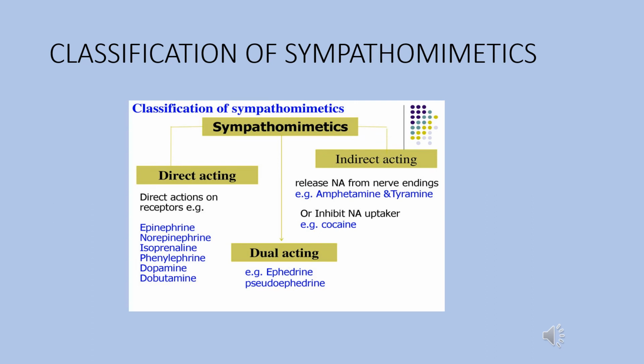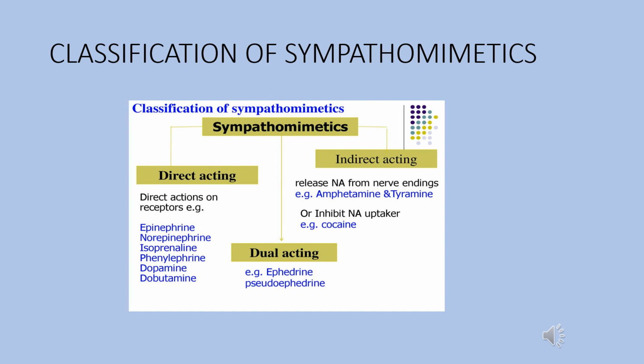Classification of sympathomimetics. The sympathomimetics are subdivided into direct acting drugs, indirect acting drugs, and dual acting drugs. First one, direct acting drugs. Examples: epinephrine, norepinephrine, isoproterenol, phenylephrine, dopamine, dobutamine. Indirect acting drugs release noradrenaline from nerve endings.